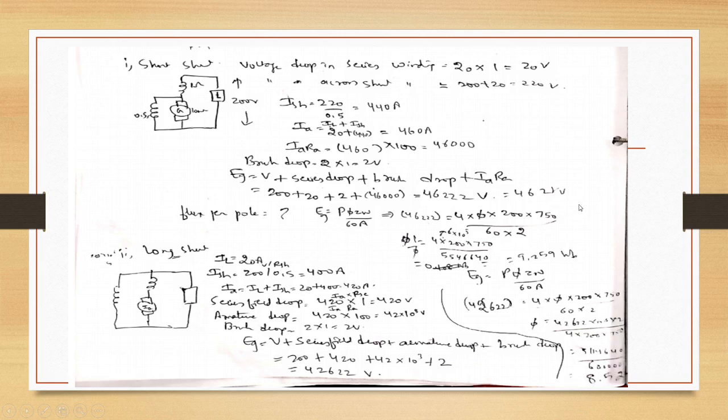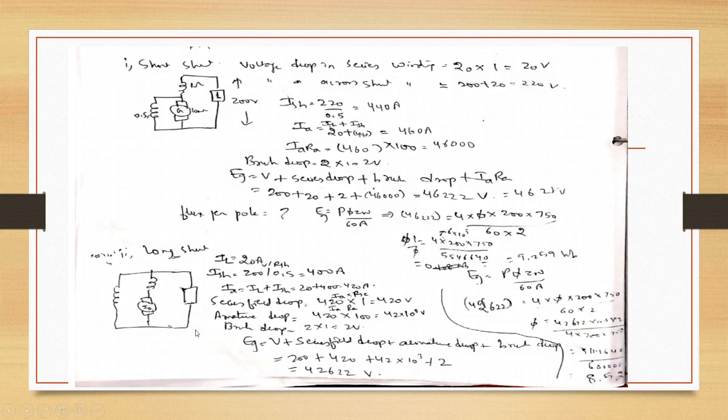So EG value is 46,222 is equal to P, number of poles is 4, phi we have to calculate, Z is number of conductors, 200, N is speed 750 divided by 60, into number of parallel paths 2, because it is a lap connected winding. So when you cross multiply and calculate, the value of flux is 9.259 Webers. So this we have done for short shunt.